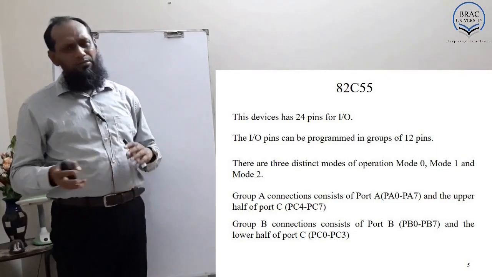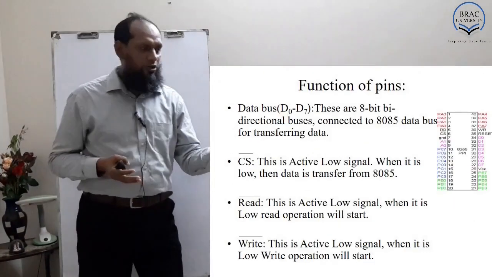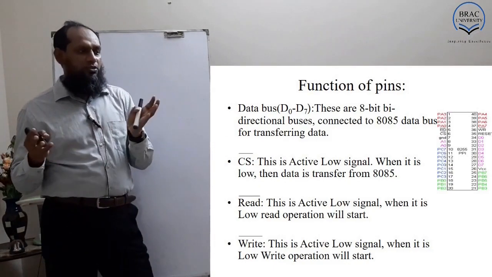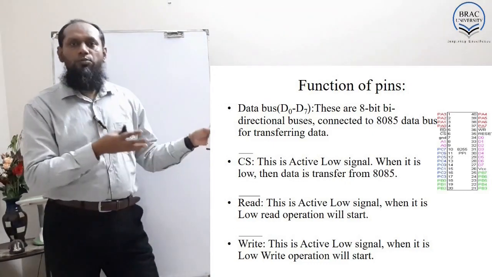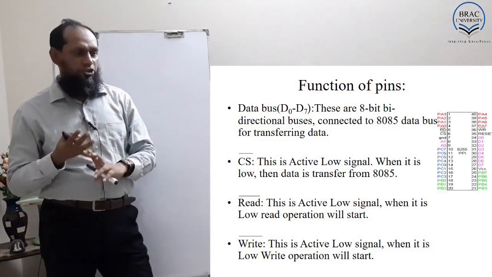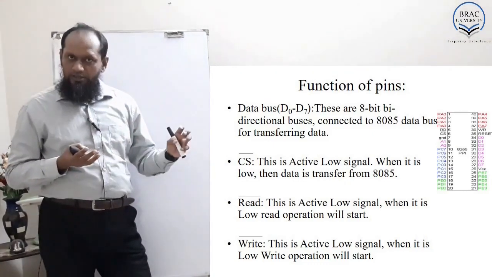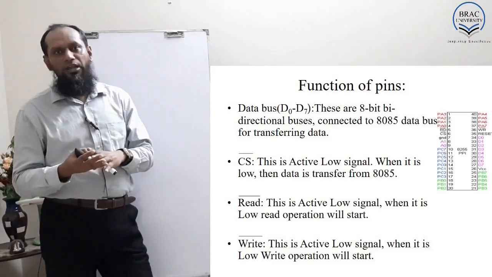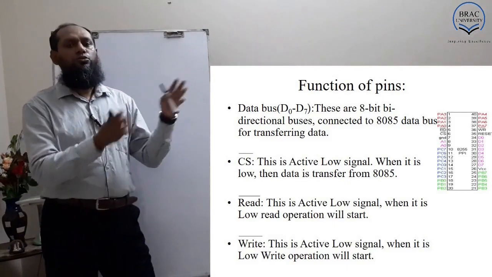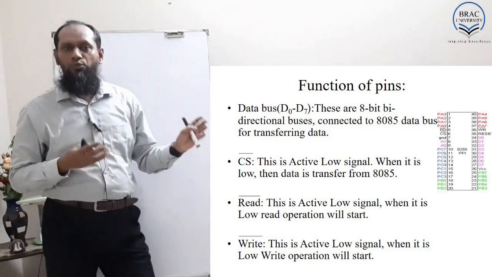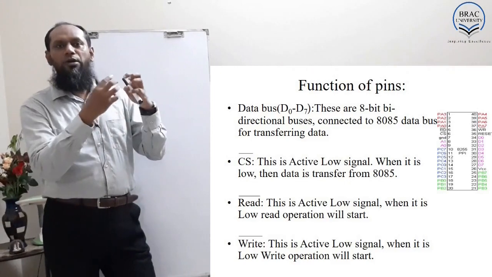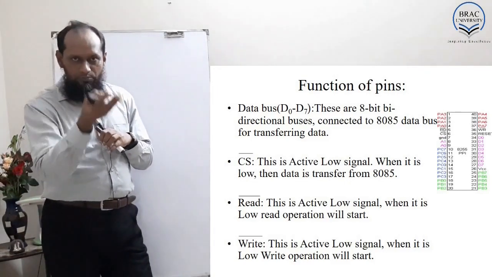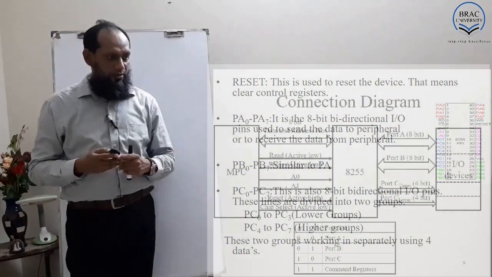Now, let us understand the pin configuration. I already mentioned this. D0 to D7 is the communication with the microprocessing unit. CS is chip select, and there is read. So when the processor gives a read command, this device will send data to the processor. When the microprocessor sends a write command, then the microprocessor is going to send some data to the 82C55.